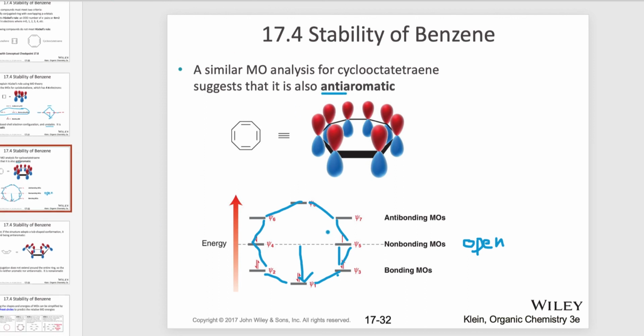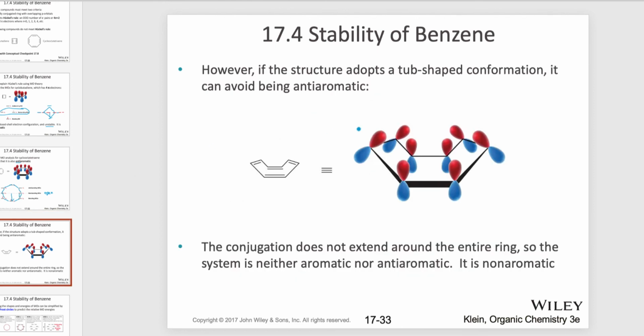And in order to avoid that very unfavorable energetic situation, the molecule will try to avoid this by twisting into a tub-shaped conformation. You now see that these pi orbitals are not overlapping. It's energetically more favorable. So we don't have the conjugation all around the entire ring. And so instead of this being anti-aromatic, it assumes this arrangement to be non-aromatic, which is low in energy.